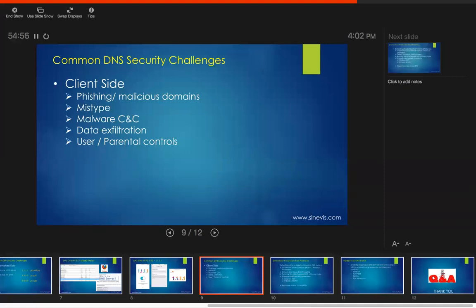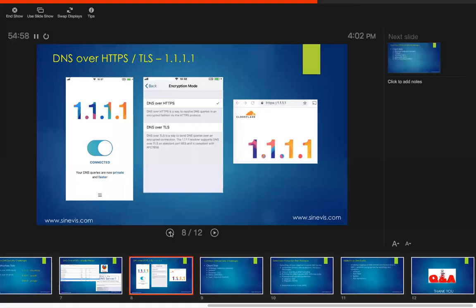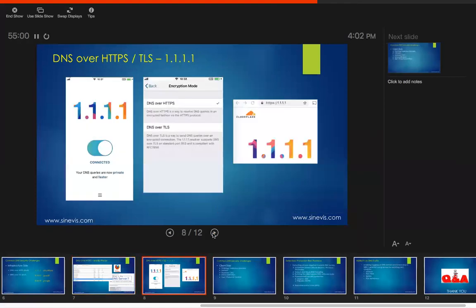I would ask all the people in this session to have a look at DNS over HTTPS, because this is taking center stage now. Everyone is talking about this, as this is one of the ways people are going to bypass your controls.